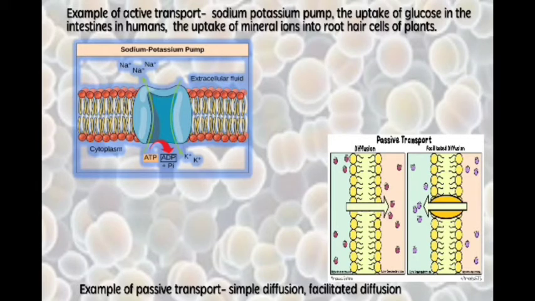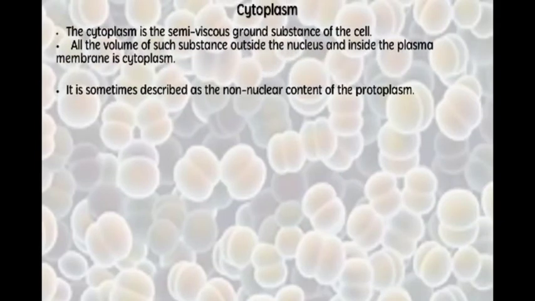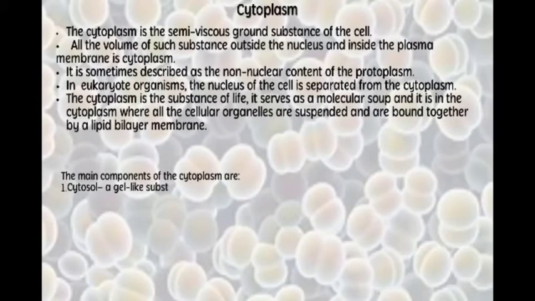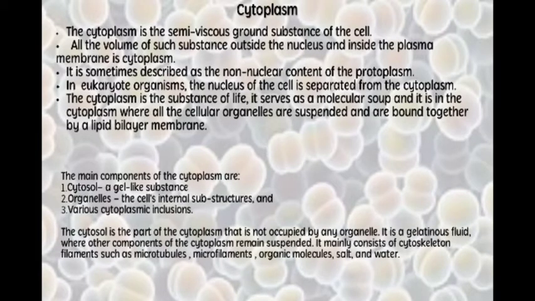Now, what is after the cell membrane? Inside the cell membrane, a clear, thick liquid that fills the cell is called the cytoplasm. In eukaryotic cells, the cytoplasm includes all of the material inside the cell and outside of the nucleus. The cytoplasm is about 80% water and is usually colorless. The main components of cytoplasm are the cytosol, the organelles, and the cytoplasmic inclusions.